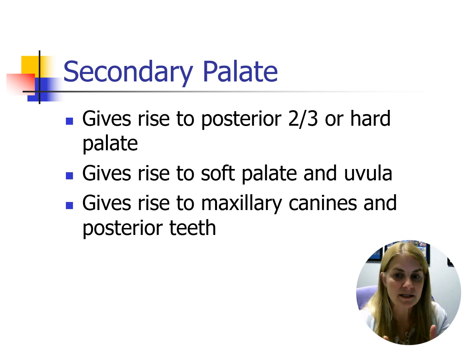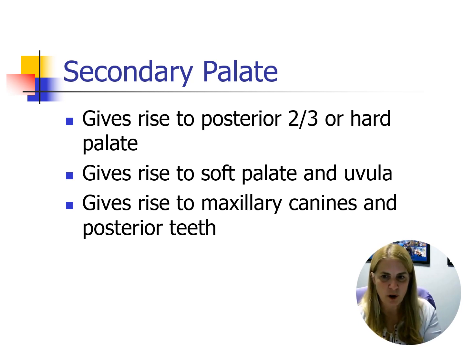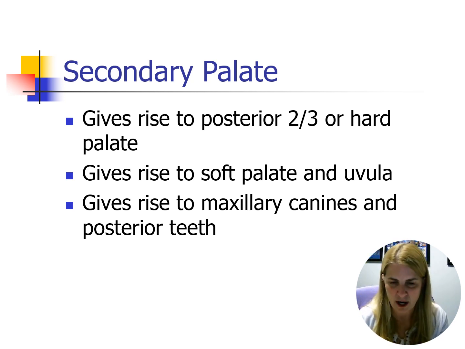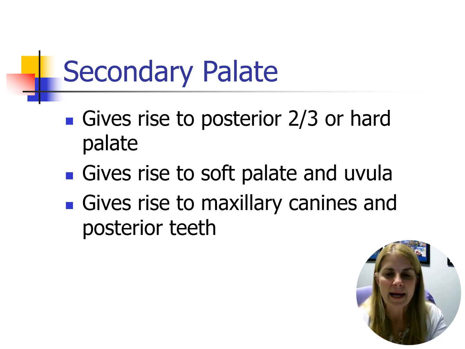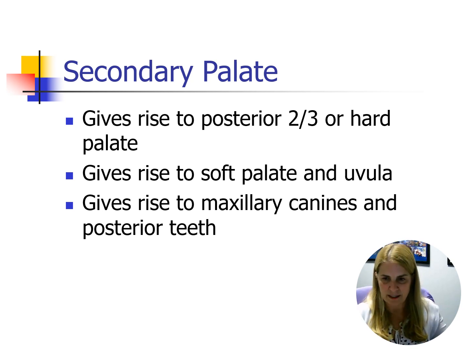So we said that the maxillary incisors came from the primary palate, the intermaxillary segment, from the fusion of the two medial nasal processes from the frontal process. So the maxillary incisors come from the frontal process. The maxillary canines and posterior teeth come from the development of the secondary palate that came from the maxillary process, which came from the mandibular process, which came from branchial arch 1.